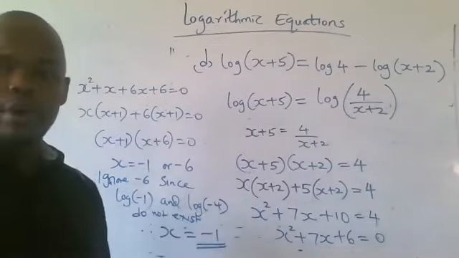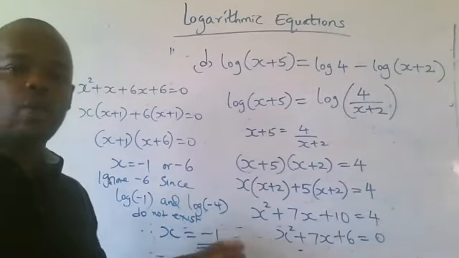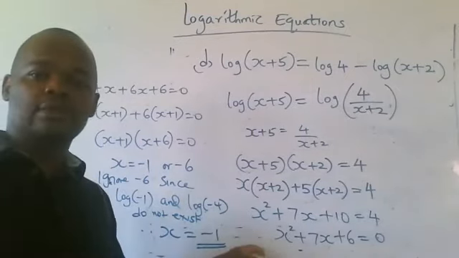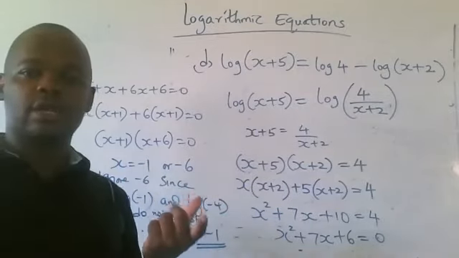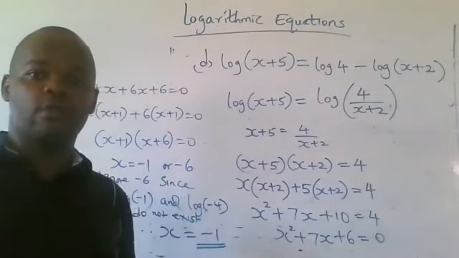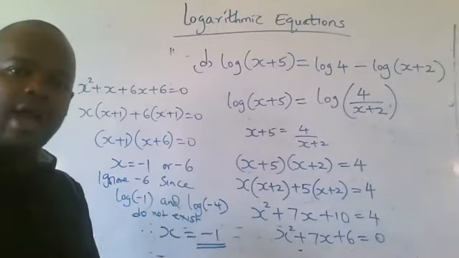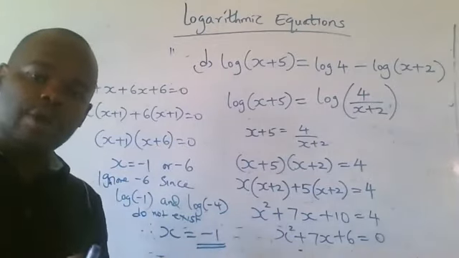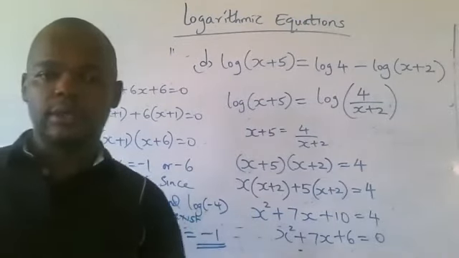So if it's an exam situation, the third mark is where x is negative 1. When you leave your answer as negative 1 or negative 6, you will not get full marks. So you have to discriminate and ask yourself, am I going with the two answers, or is there an answer that I am supposed to ignore? In this case, you will ignore negative 6.